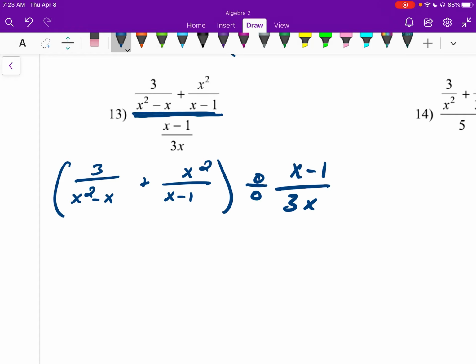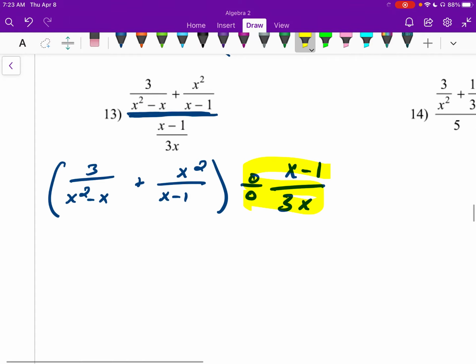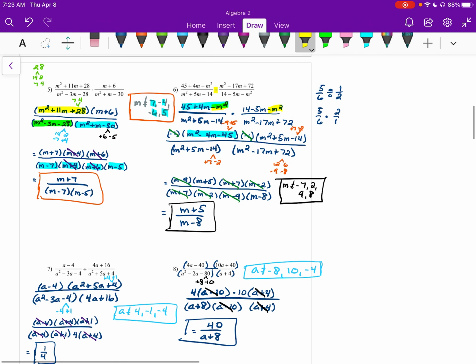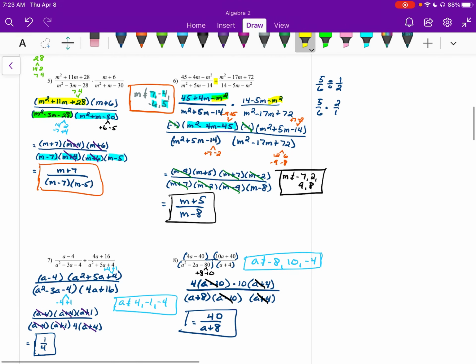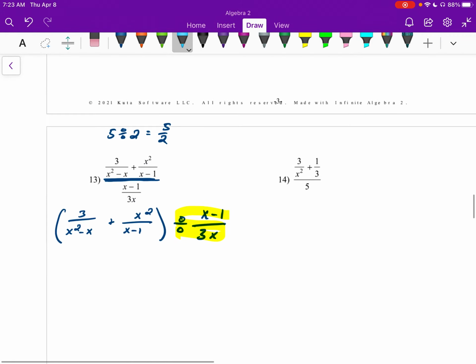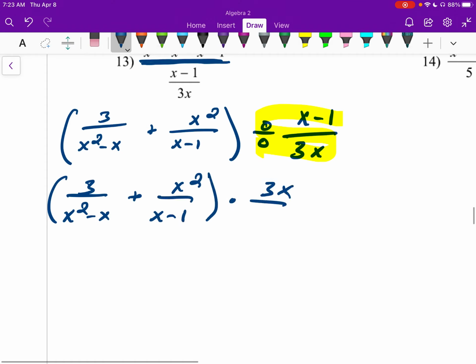Now, remember that we could go two ways, and the way that I'm going to go is I'm going to change this division, because we don't do division like that. What we'll do is we'll flip it and we'll multiply, like what we did on page number 2 with numbers 5 through 8. Remember, like on number 7 here, we took this division sign and we flipped that fraction. That's what we're going to do here. So this will turn into 3 over x squared minus x plus x squared over x minus 1 times 3x over x minus 1.